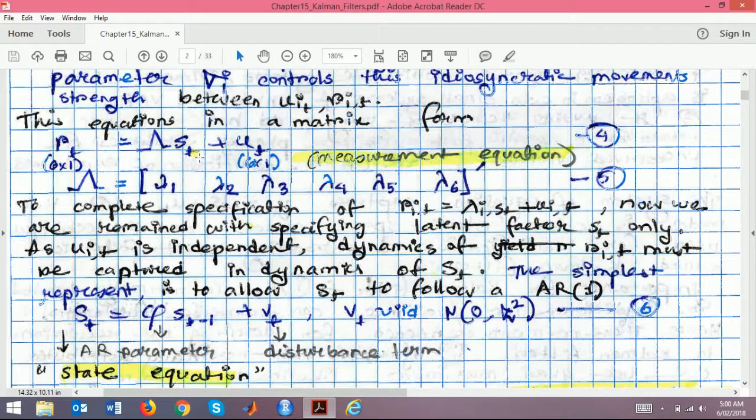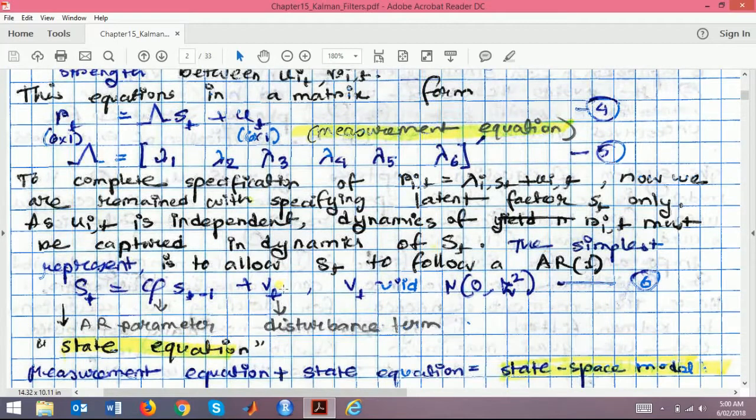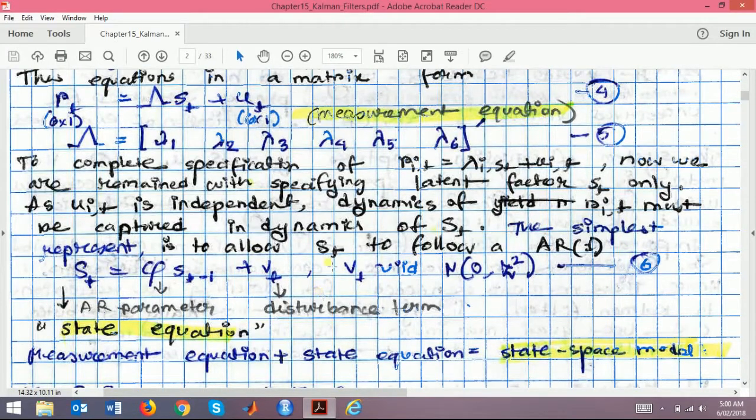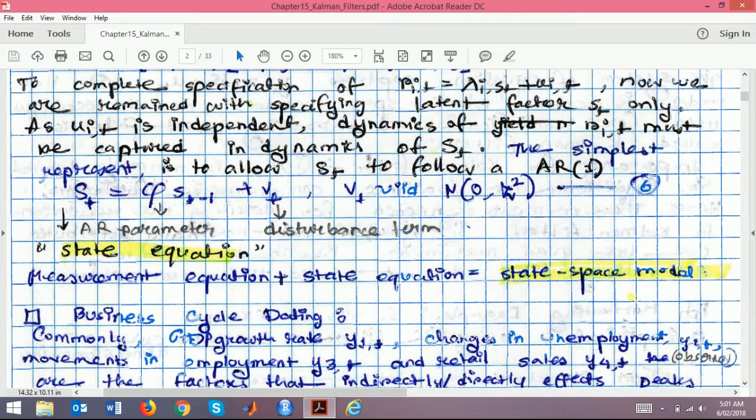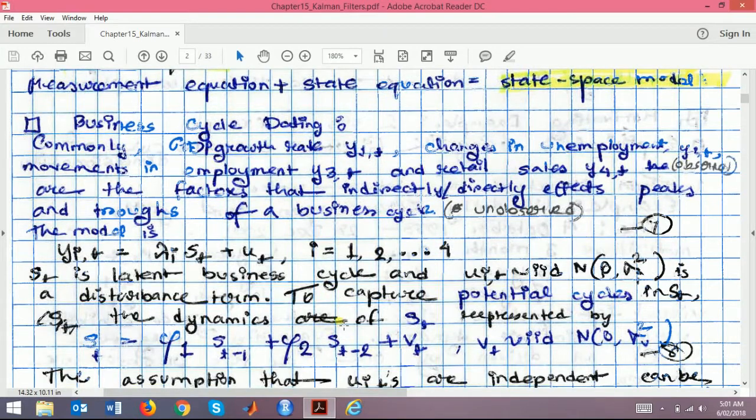Allowing st to have an autoregressive one specification, the equation is st equals phi st minus 1 plus vt, where vt is IID with zero mean and sigma square variance. Now vt is the disturbance term, and the autoregressive parameter phi captures the dynamics in this equation. This equation, specifically devoted to st, is known as the state equation. So when you combine both equations, the measurement and state equations, you have the state space model. So let's start with discussing another example.